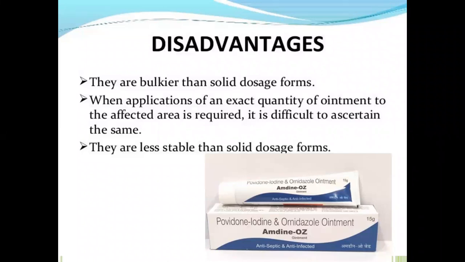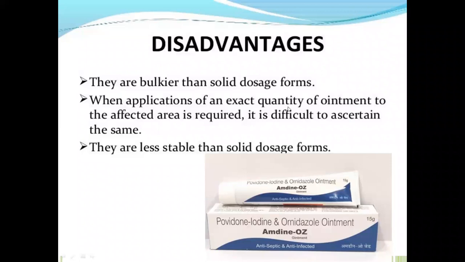Solid dosage form. Which formulations? Tablet, capsule. Tablet and capsule size, as compared to ointment, bigger or smaller? Smaller. So ointments are bulkier. The first disadvantage is they are bulkier than solid dosage forms. As compared to tablet and capsule, they are bulkier.